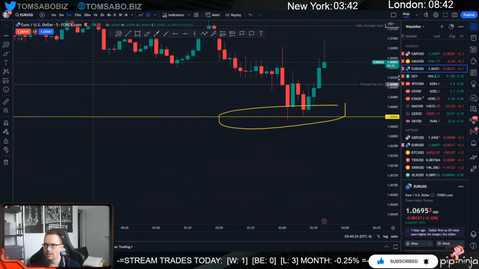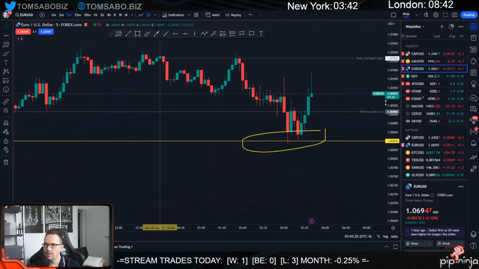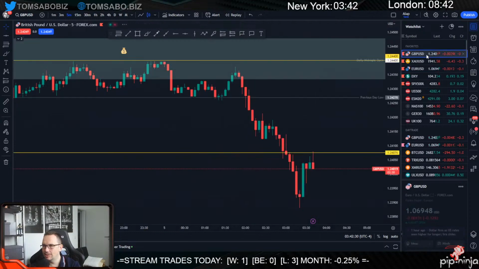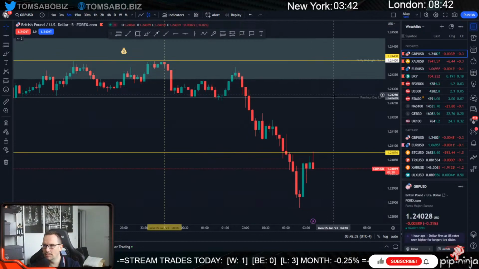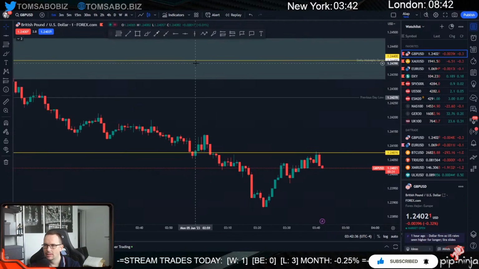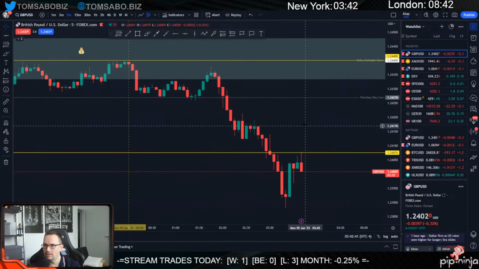Anything can happen, right? This is the 5-minute still. Made a structure break. Don't really like the entry. Oh, look at the pound. Pound is going back down. I'm not entering the pound, by the way, just saying.